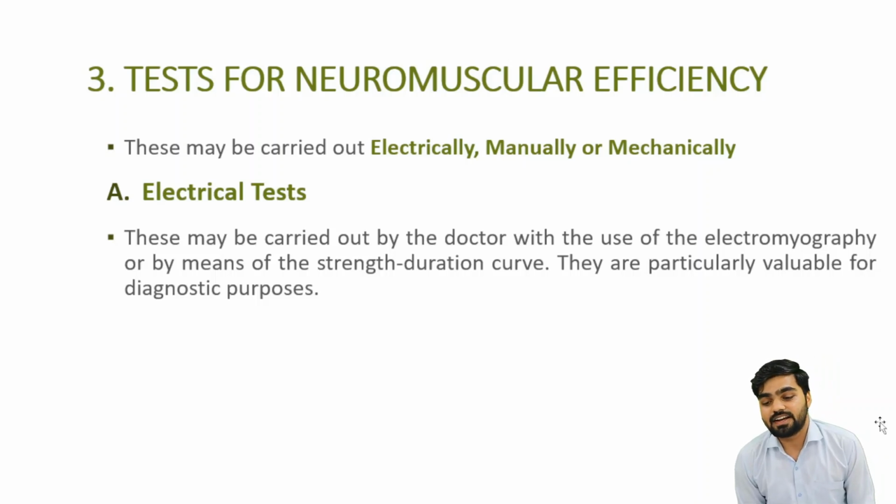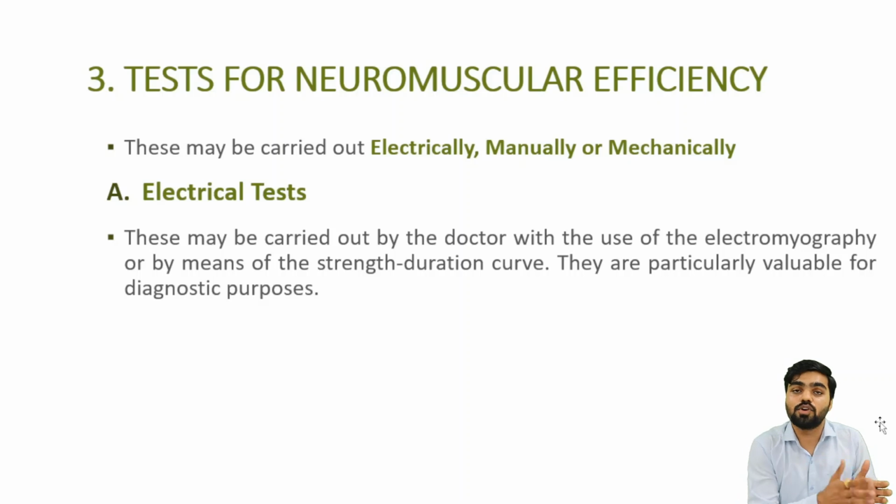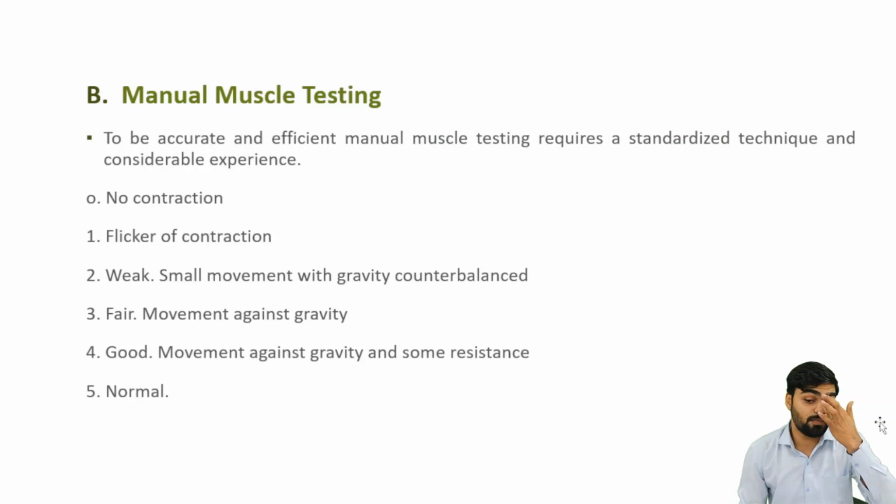The third test is for neuromuscular efficiency. This may be carried out electrically, manually, or mechanically. In the electrical tests, electromyography, nerve conduction velocity, or strength duration curve are all tests done by electric modalities. That's why it is called an electrical test. Second is manual muscle testing. We use this for testing muscle strength in physiotherapy to assess a muscle or muscle group. This is one of the key testing methods which we use every day.